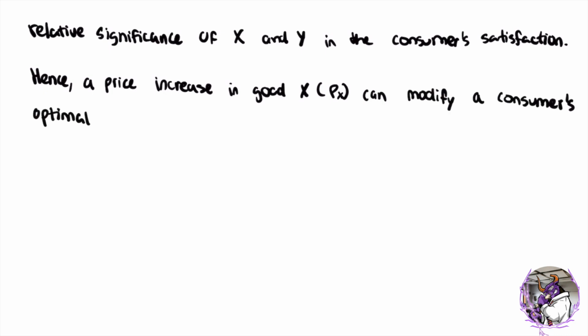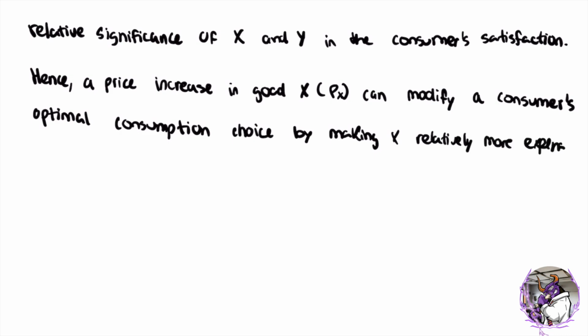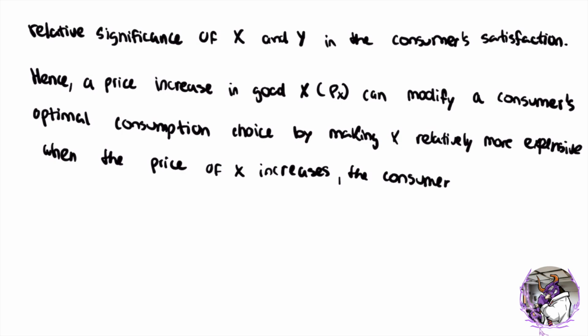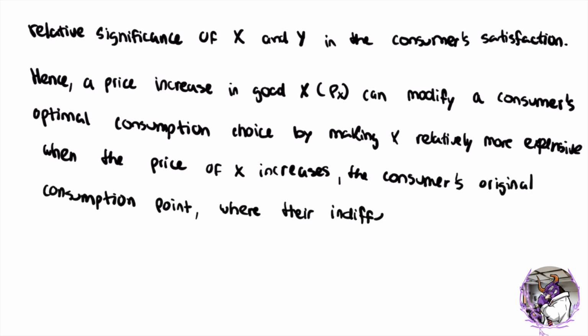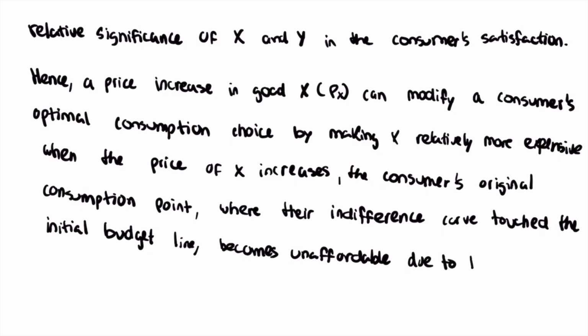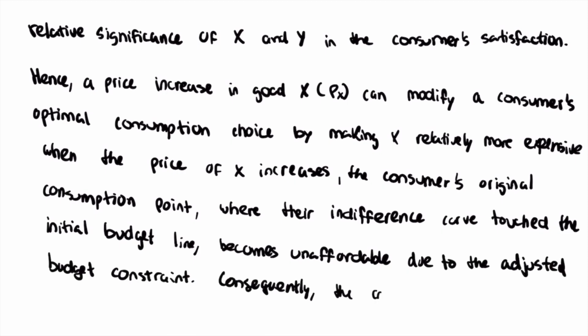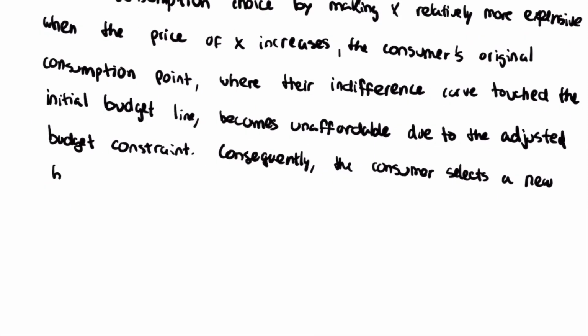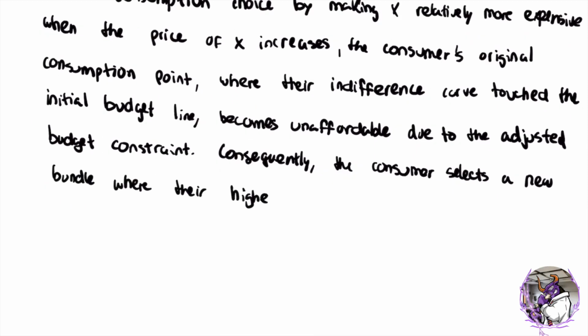Hence, a price increase in good X, Px, can modify a consumer's optimal consumption choice by making X relatively more expensive. When the price of X increases, the consumer's original consumption point, where the indifference curve touched the initial budget line, becomes unaffordable due to the adjusted budget constraint.